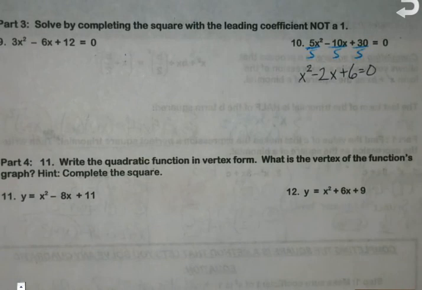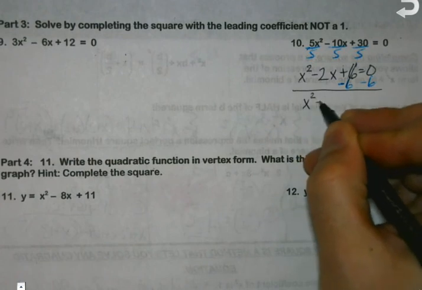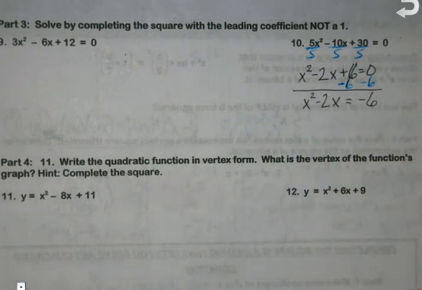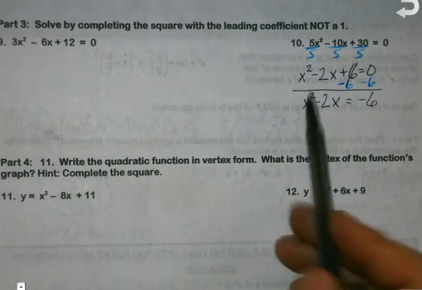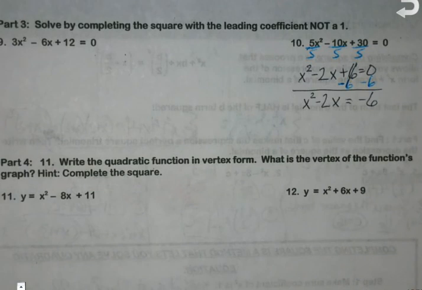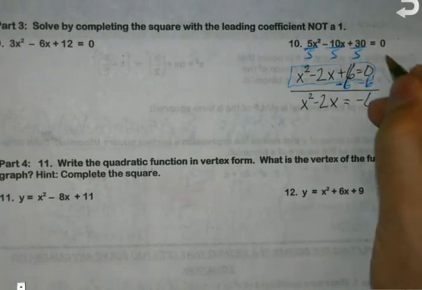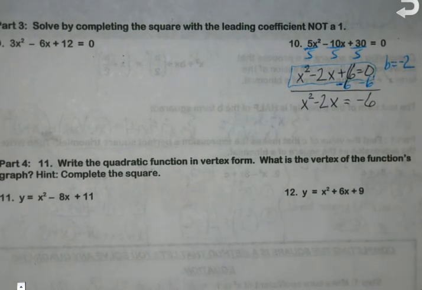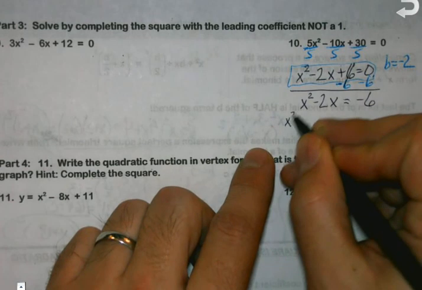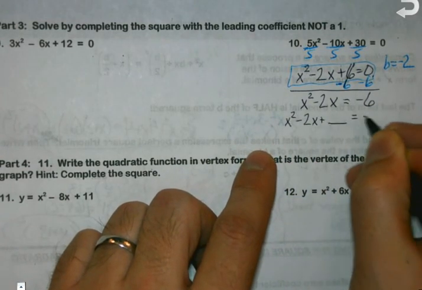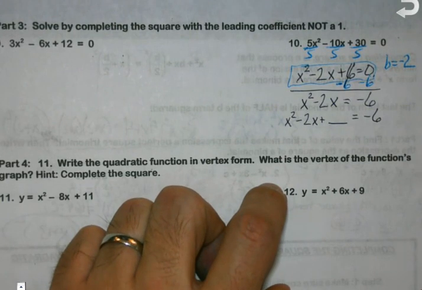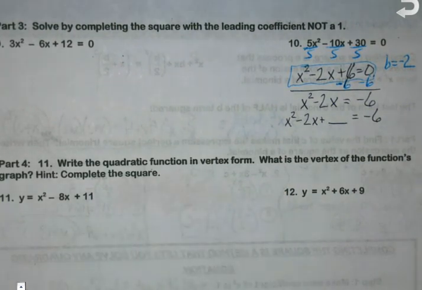Now, I've got to get the 6 out of there. This is now what we're completing the square with. Correct. Yep, my b value, good question. My b value is based on this. So my b value is -2 that I'm working with. So, what am I going to be adding to both sides? It would be +1. Because remember, -2 divided by 2 is -1.